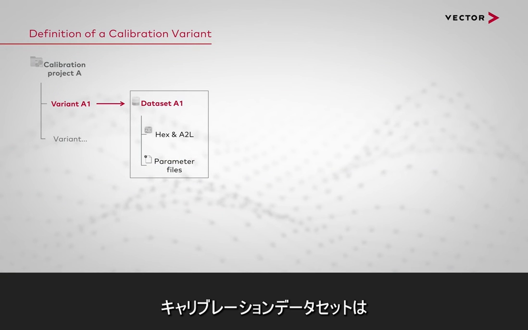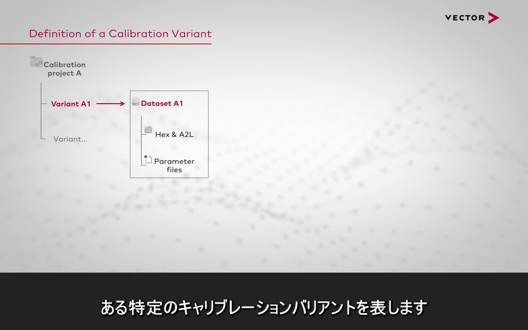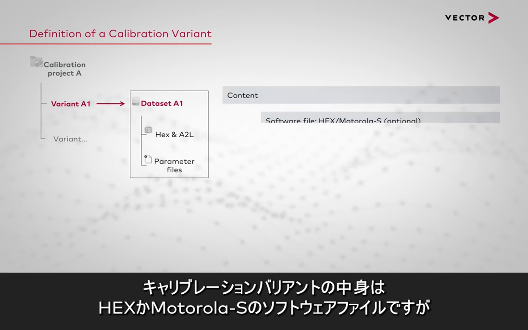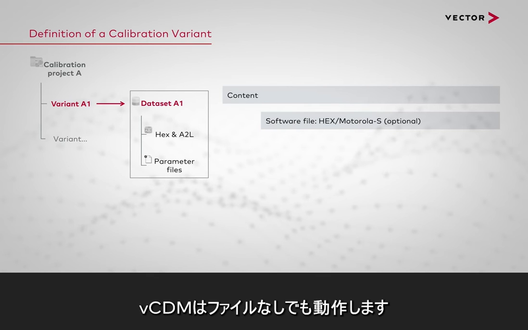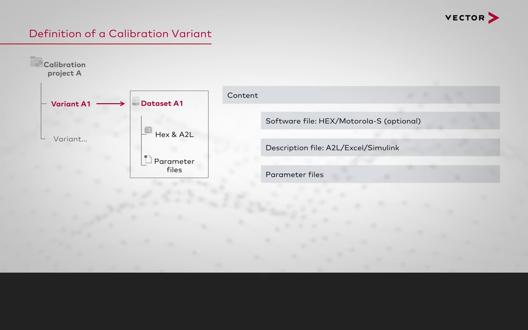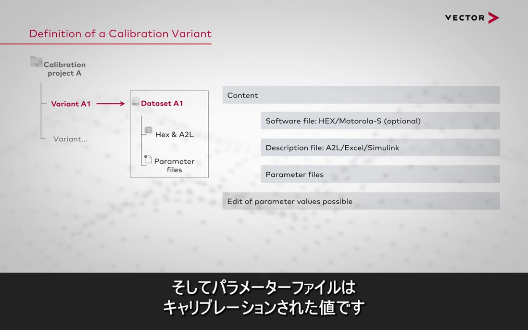Calibration datasets represent the calibration of one specific calibration variant. A calibration variant can include a software file, hex or Motorola S. vCDM also works without a software file. A description file, A2L, Excel or Simulink. Parameter files, calibrated values for your parameter.